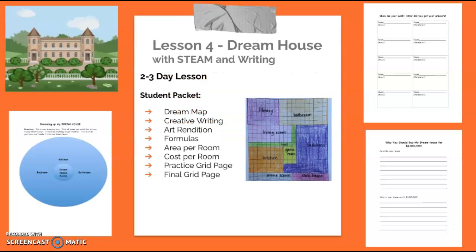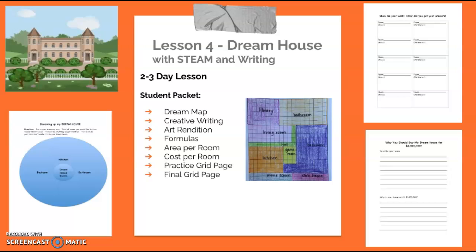And finally, lesson 4, this is the dream house that has the STEAM and the writing component. So the writing component of this is going to be, they're going to have to be very creative and tell me why their house is worth $1 million to be sold. So that should be fun. And then they're going to have to build this dream house. And I have plans of cardboard and building walls around it.